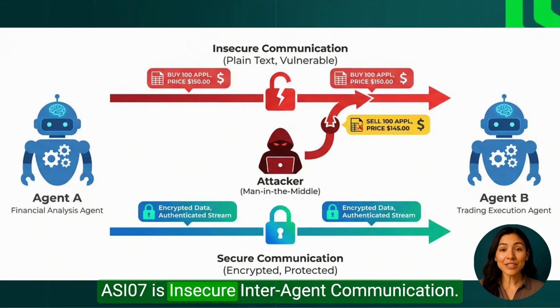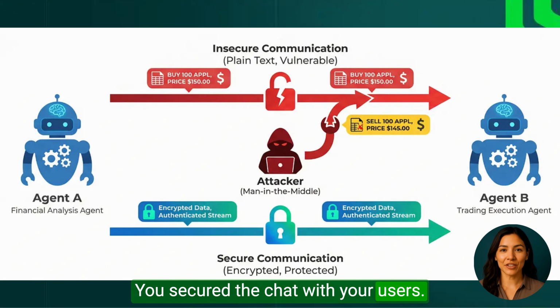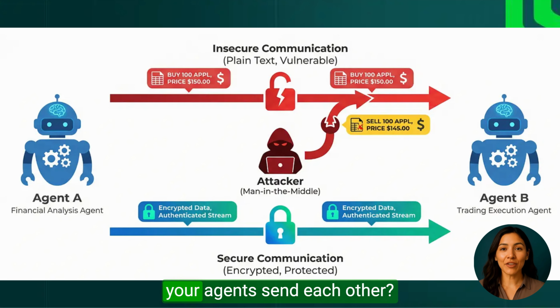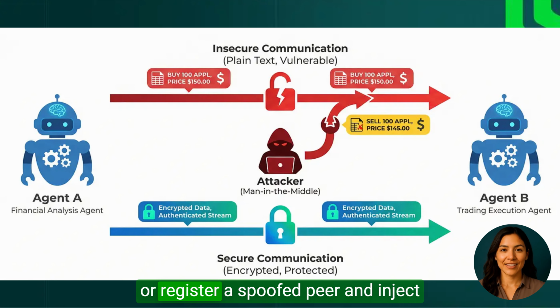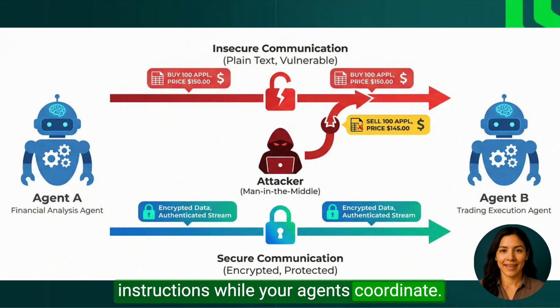ASI-07 is insecure inter-agent communication. You secured the chat with your users. But what about the messages your agents send each other? In many setups, that channel is plain HTTP with no authentication. An attacker can downgrade the protocol or register a spoofed peer and inject instructions while your agents coordinate.